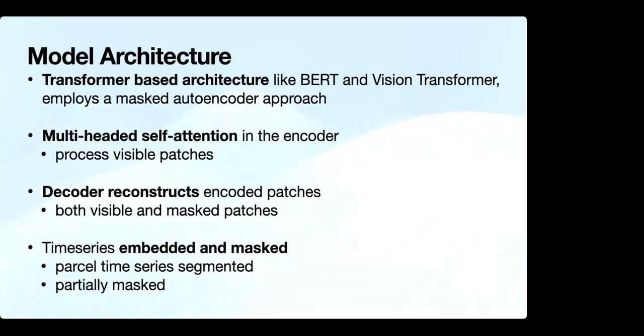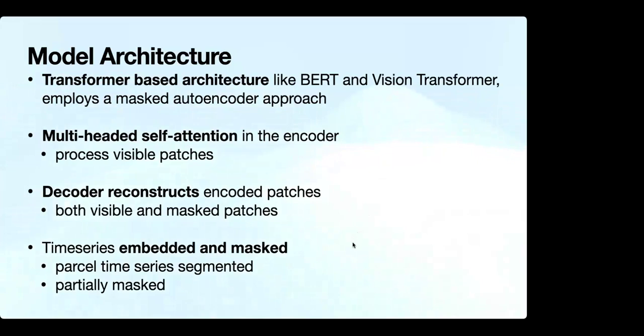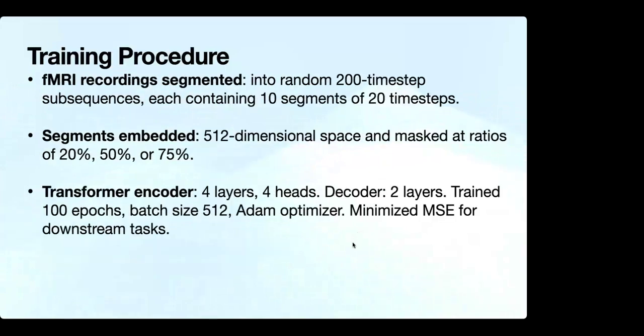And the time series is embedded and masked. The parcel time series is segmented and partially masked. So this is kind of how that works in a little bit more detail. The fMRI recordings are segmented into 200 time step subsequences. So from what I understand, they essentially take sequences of 200 adjacent time points from each recording. And then from there, they segment those into 10 segments, each segment containing 20 time steps.